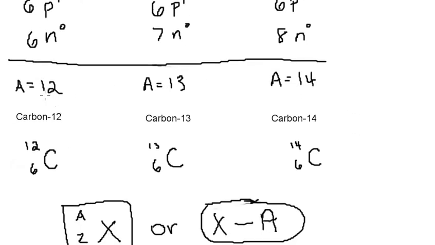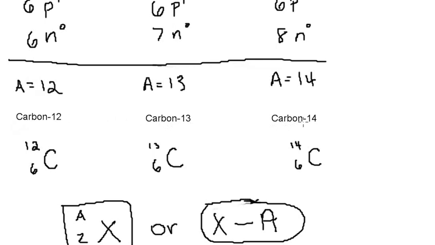Okay, so the isotope that has a mass number of 12 is called carbon 12, and it's written first with the name of the element or the name of the atom. Then you write a dash, and then you write the number of the mass number. Okay, so this is carbon 12. Then you have carbon 13 and carbon 14.